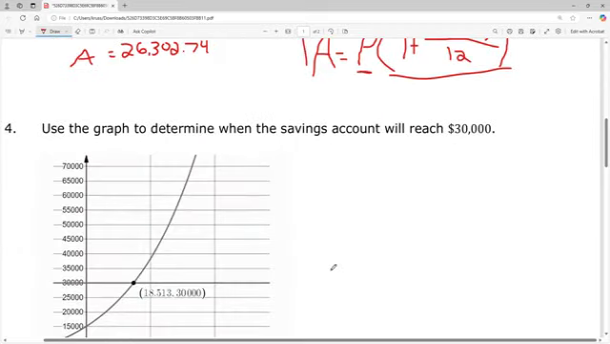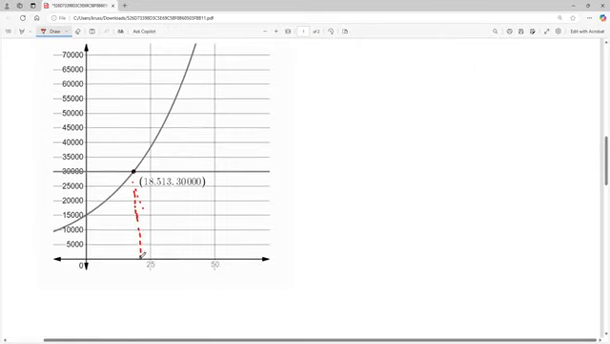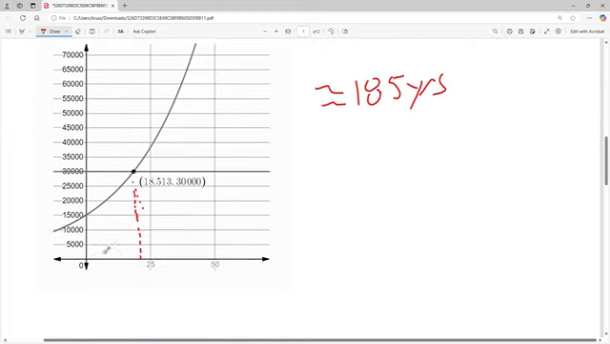Okay, and then we can figure out when the savings account will reach 30 grand. Well, here's 30 grand. This is 18.15 years, right? So that's approximately 18.5 years. And again, if we have a larger interest rate, it would be like that, right? Even bigger interest rate would be like that. So that kind of gives you an idea how fast it's going to grow.